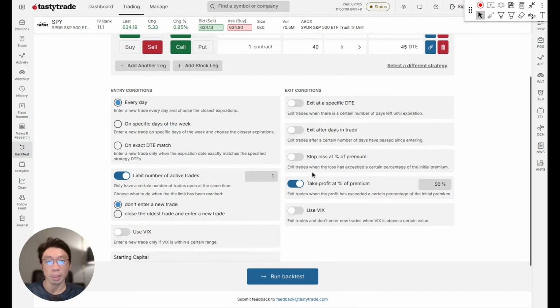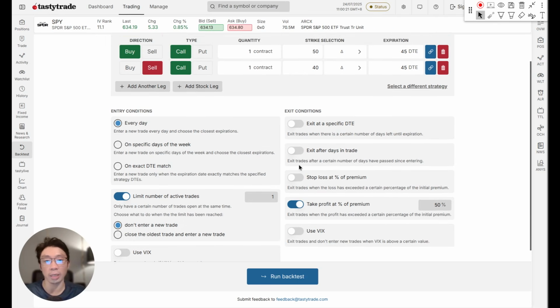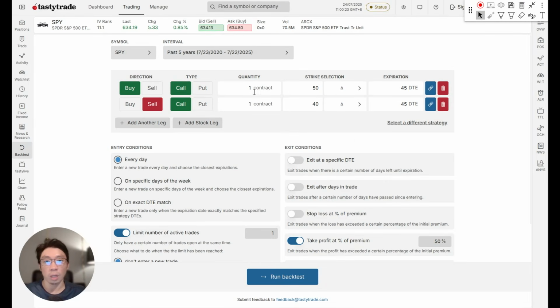And then next, we're going to leave all this off. For the take profit, we're going to use 50% because according to the Tasty Trade studies, that's where they get the best average P&L per day. So we're going to use this as well. Everything else, we're going to switch it off. Based on this, we're going to just hit run backtest and see how it actually performs over the past 5 years.